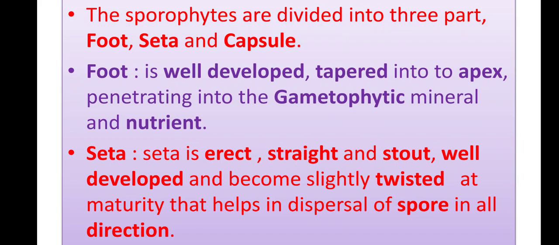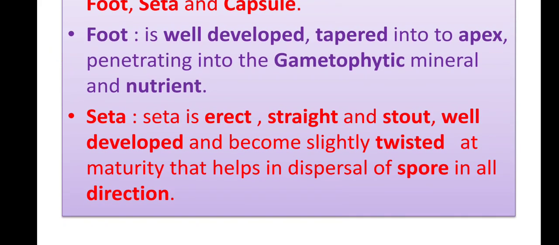So the gametophytic plant body is dependent on the sporophytic plant body. The sporophytic plant body absorbs the food material and minerals through the foot by using the penetration. So minerals and nutrition are absorbed. Is that clear? The foot is well developed, with a tapering end, म्हणजे टोकदार, into the apex, penetrating into the gametophytic plant body for minerals and nutrients.